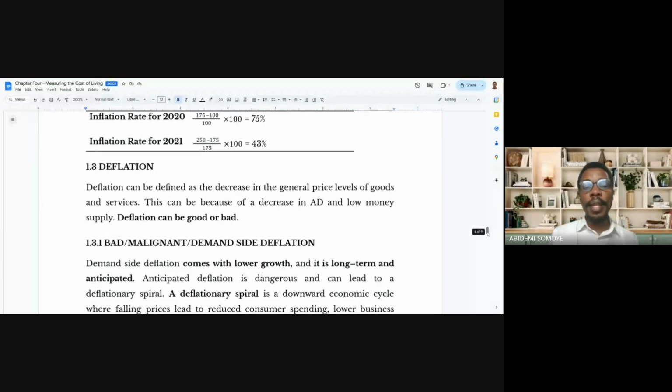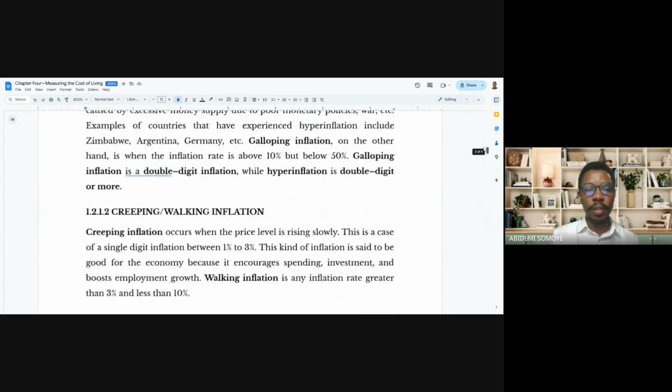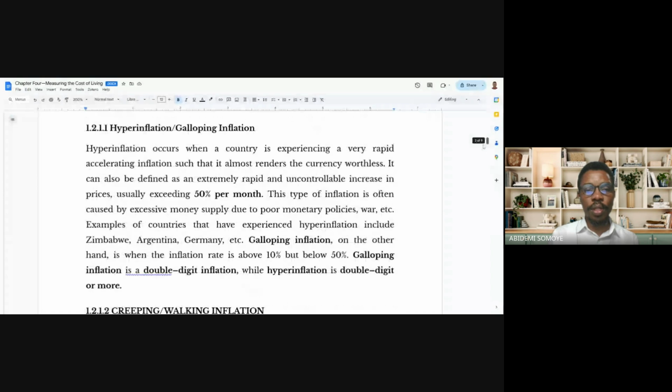Now, let us examine deflation. Did I define deflation somewhere here? One second. No, not yet. All right, so let's move to deflation now.